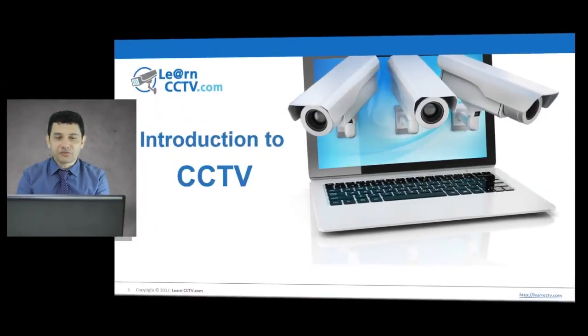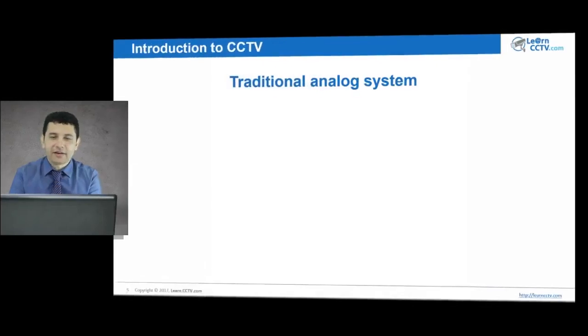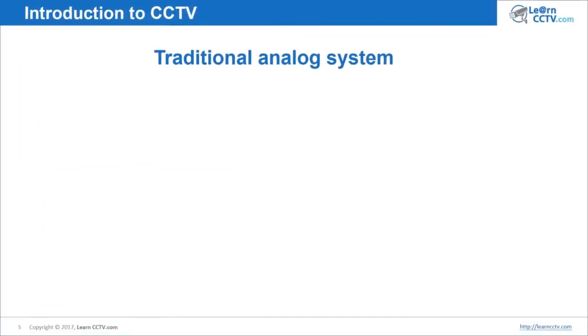So this is an introduction to CCTV. What is CCTV? It's a closed circuit television used to monitor and record videos to have evidence. Just basic like this, right? There's more to CCTV, of course, but let's keep it simple like this right now, and later you can learn more. So let's have an idea here of how a traditional system works.